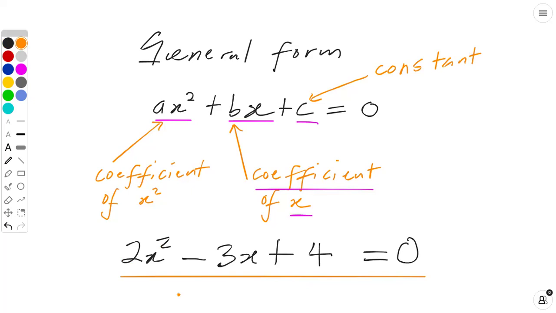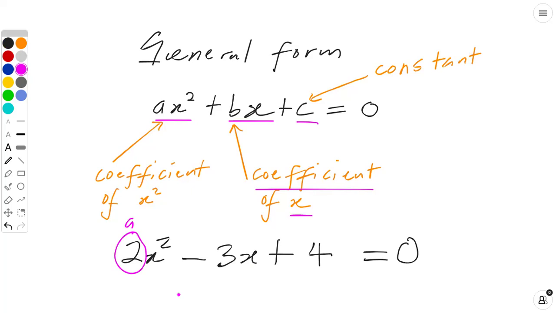And let's see what our coefficients are. Let's start with the coefficient of x squared. What is the coefficient of x squared in this equation? What is our a? Our a is 2. That's the coefficient of x squared.